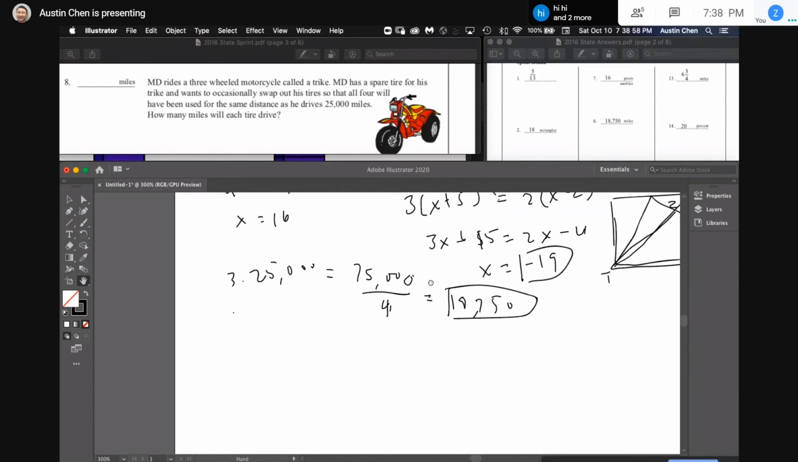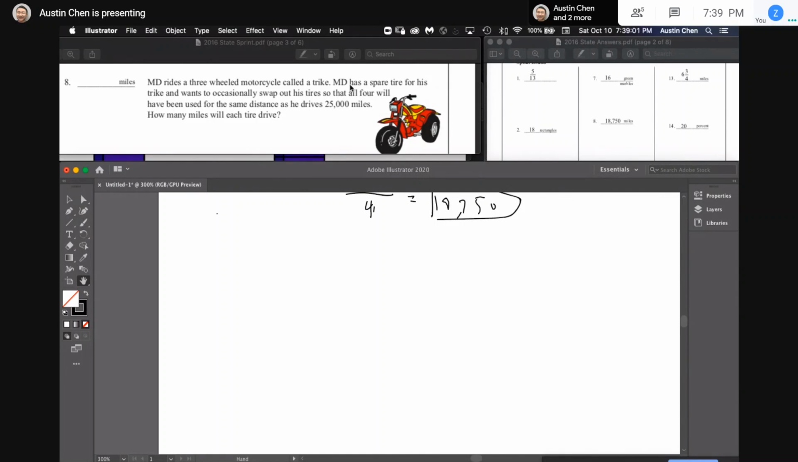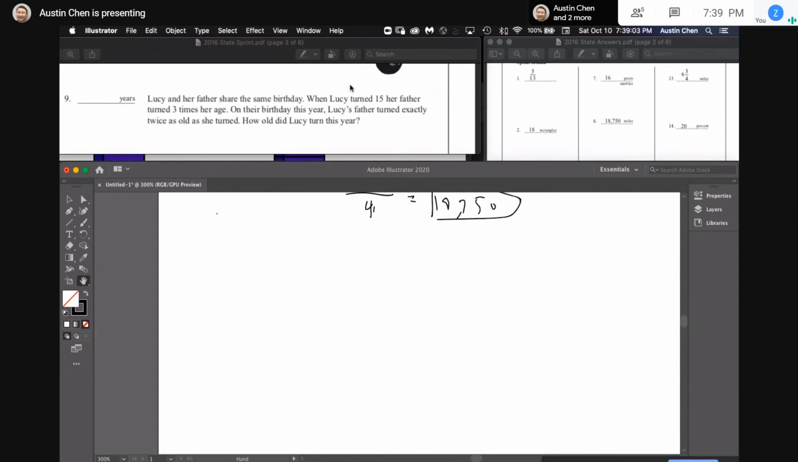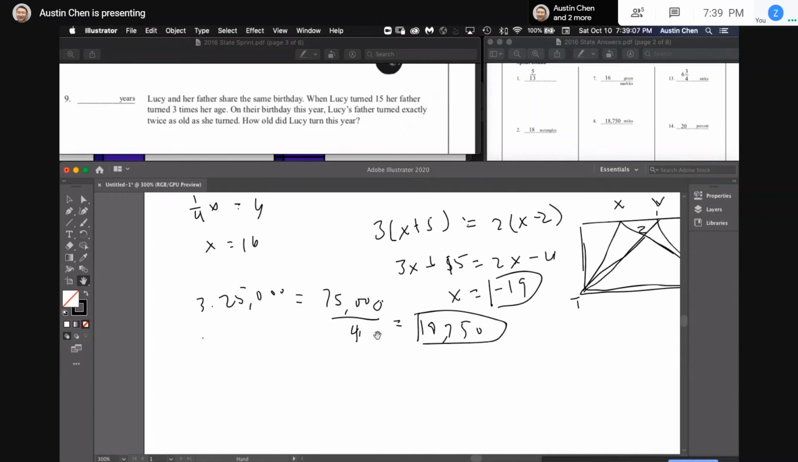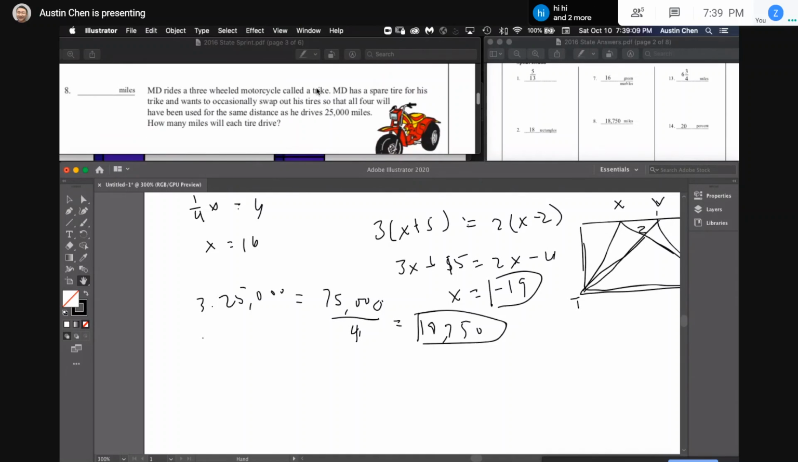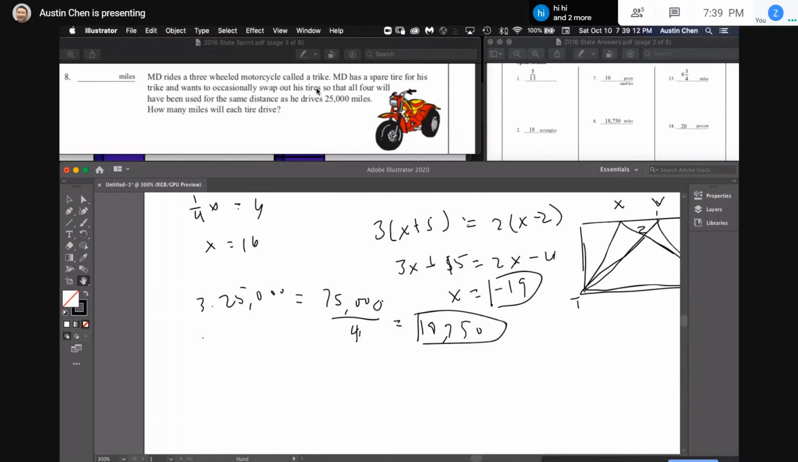Anything you want to say there, Bill? Right. So for that problem, if you thought about it, each tire will be used 3/4 of how much it would have been used if there were only three tires. So you could have just multiplied the original distance by 3/4 and gotten the same answer, basically.